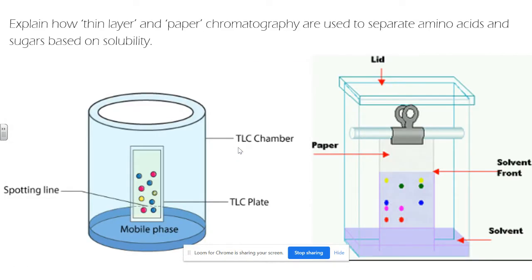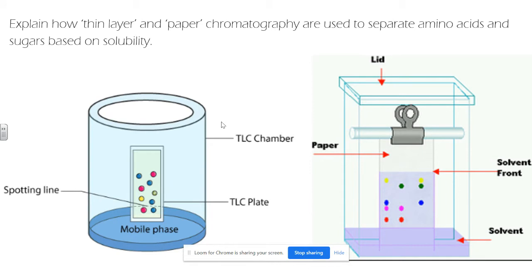Thin layer and paper chromatography can be used for separating different substances such as amino acids and sugars. In all forms of chromatography, we have a stationary phase, which is the material which stays still and allows the other mobile phase to pass through it and draw the separating chemicals along. The speed with which the solute travels along the chromatogram will depend on its differing solubility in the solvents used.